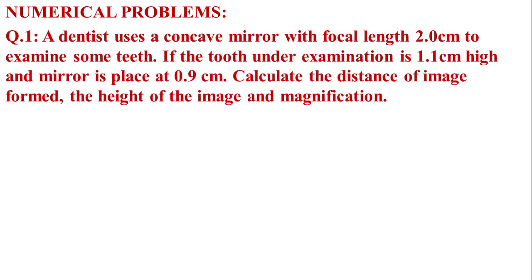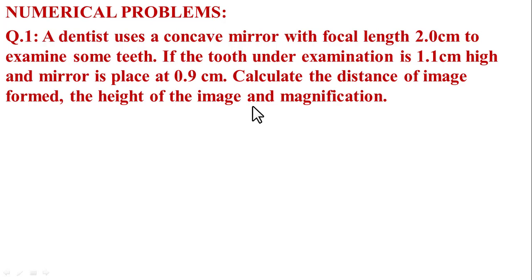In question number 1, the given statement is about the use of a concave mirror by a dentist. Here we use a concave mirror with a focal length of 2 cm to examine teeth. If the tooth under examination is 1.1 centimeter high and the mirror is placed at 0.9 centimeter, calculate the distance of the image formed, the height of the image, and also find the magnification.